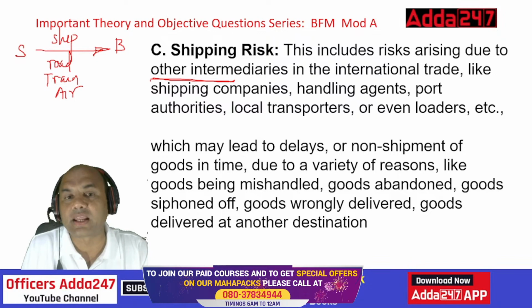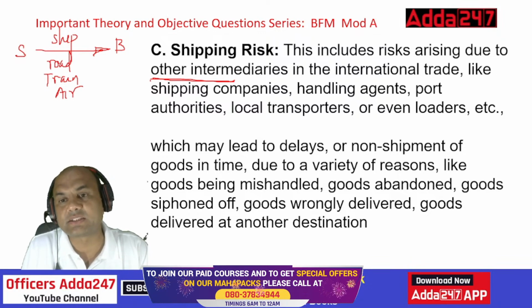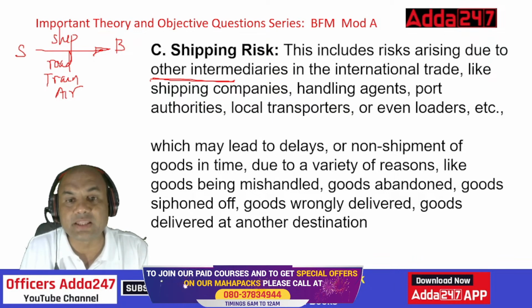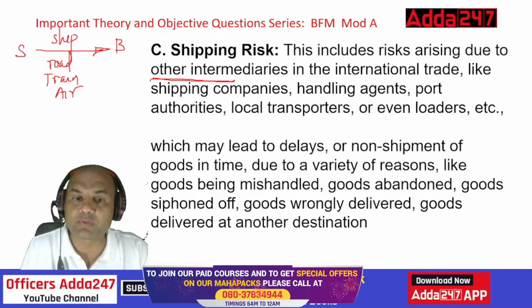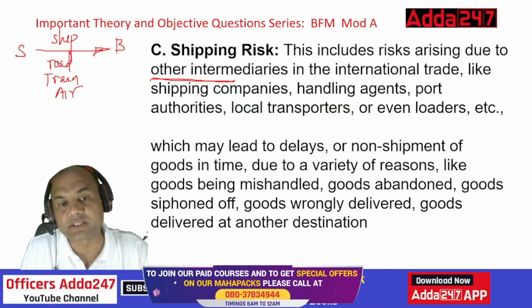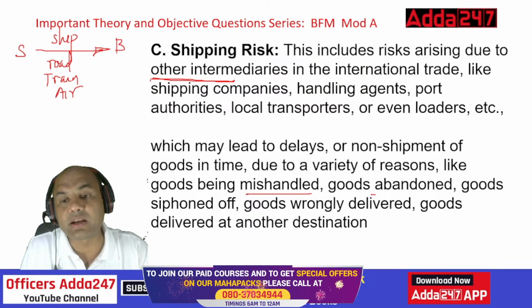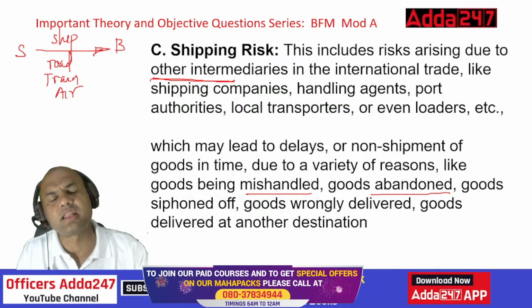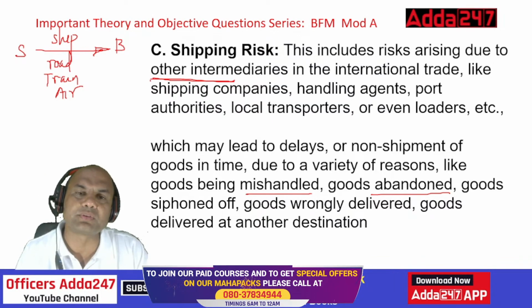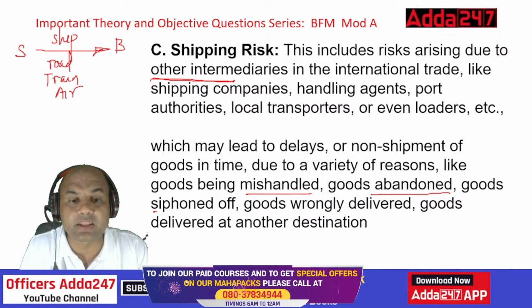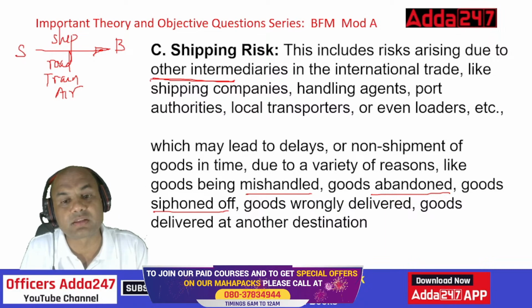See here, risk arising due to other intermediaries in international trade like shipping companies, handling agents, port authorities, local transporters, and even loaders. Loaders mean those who load the goods. This may lead to delays, non-shipment of goods in time due to a variety of reasons like goods being mishandled, broken, or abandoned. Abandoned means kept aside and then forgotten. Everyone forgot about those goods. Goods siphoned off, robbed. Siphoning means robbing, theft, burglary.